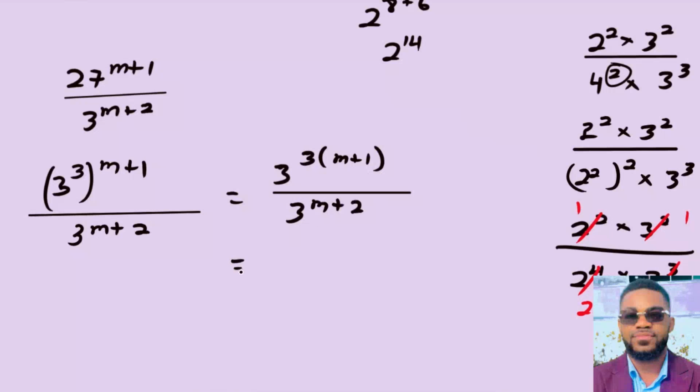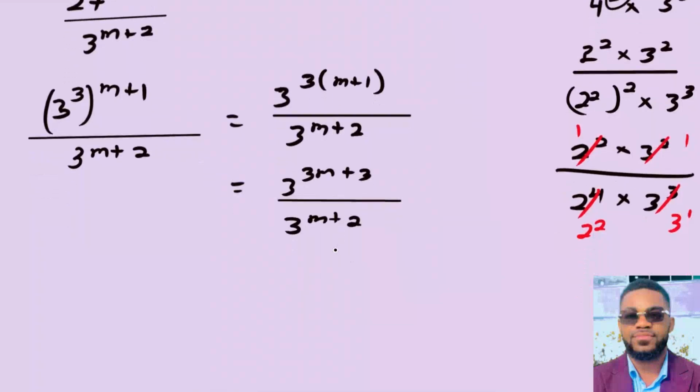So, let's do the stuff here. You're going to get 3 exponents 3m plus 3. That is 3 times m plus 3 times 1 all over 3 exponents m plus 2. So at this point, they have the same bases. That's 3, 3. So we can subtract their exponent according to the law for division. So we take one of the bases, which is 3, then we subtract their exponent. So that's going to be 3m plus 3 minus, m plus 2. So let's simplify this stuff.